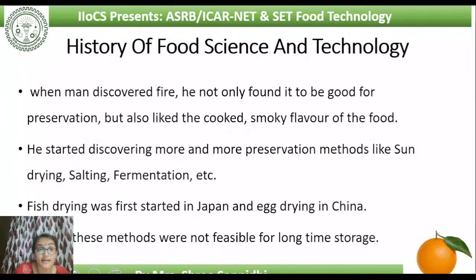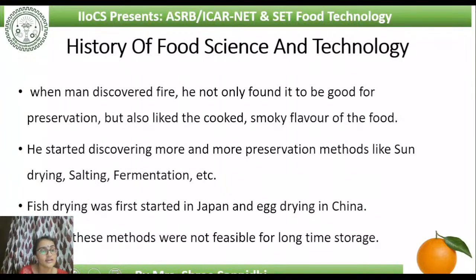Let us see the history of food science and technology. Long back, when man discovered fire, he not only found it to be good for preservation but also liked the cooked smoky flavor of the food. So when man accidentally found that the food could be cooked, and that if the food is cooked the preservation is a little easier, he also found that the cooked food tastes better for him.